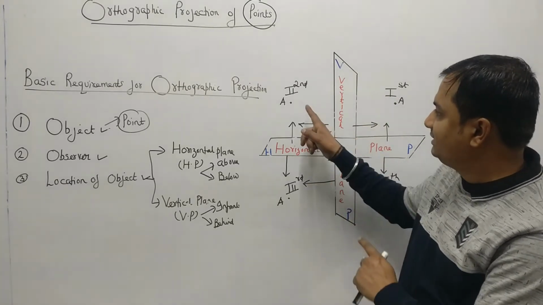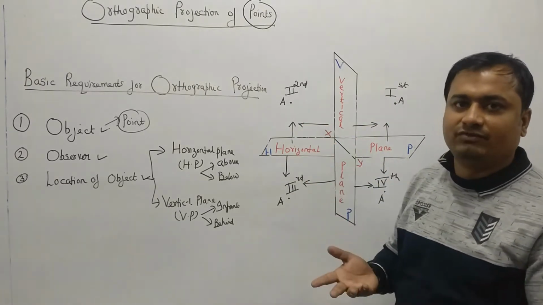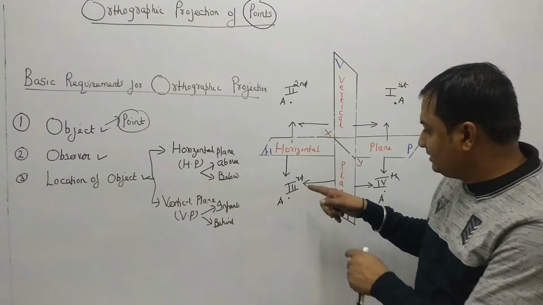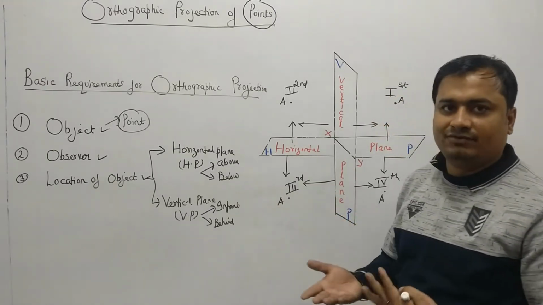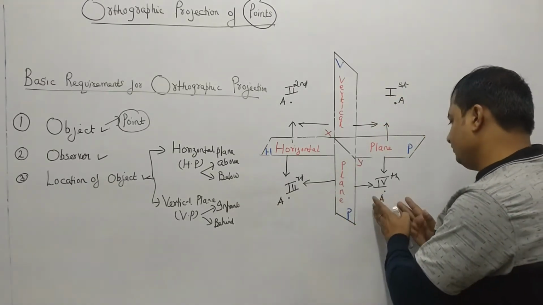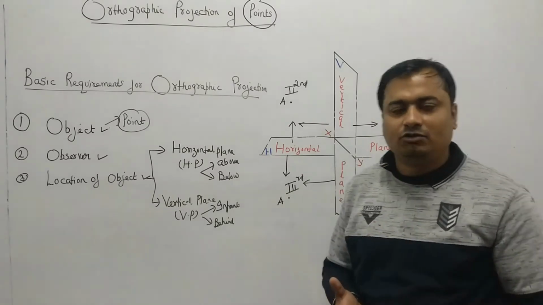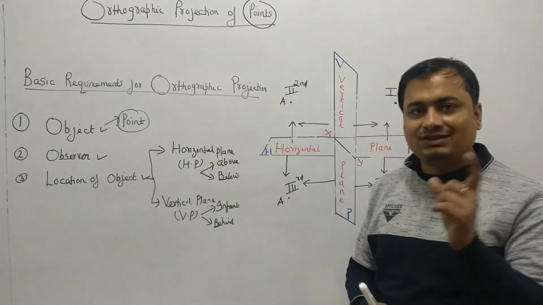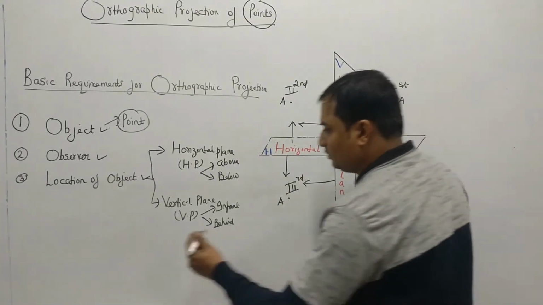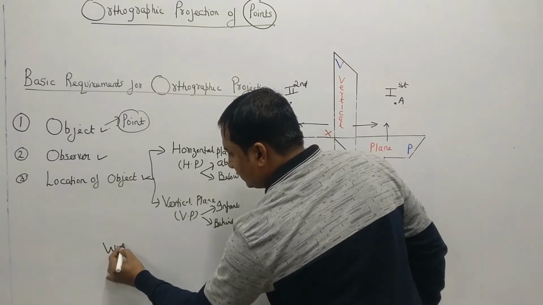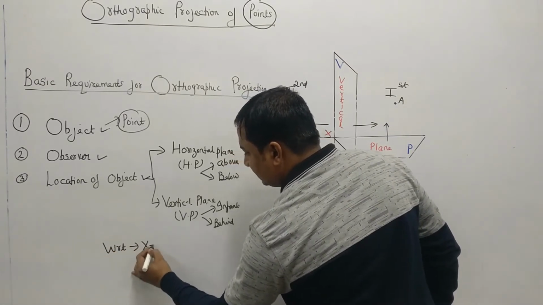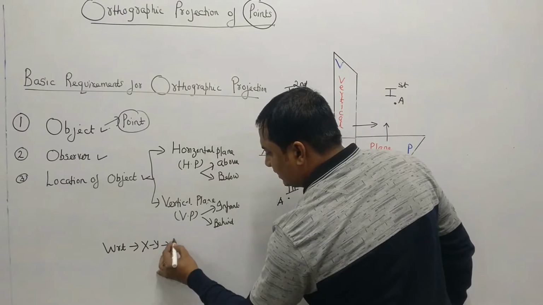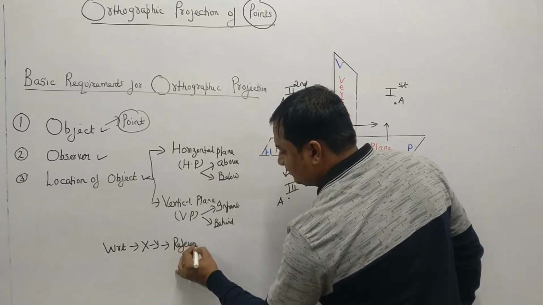Same when the point is in the second angle, where will be the location of the front view and top view. When the point is in the third angle, again we have to find the front view and top view. Same when the point is in the fourth angle, we have to find out where the front view and top view will be, with respect to the XY, which is called the reference axis.